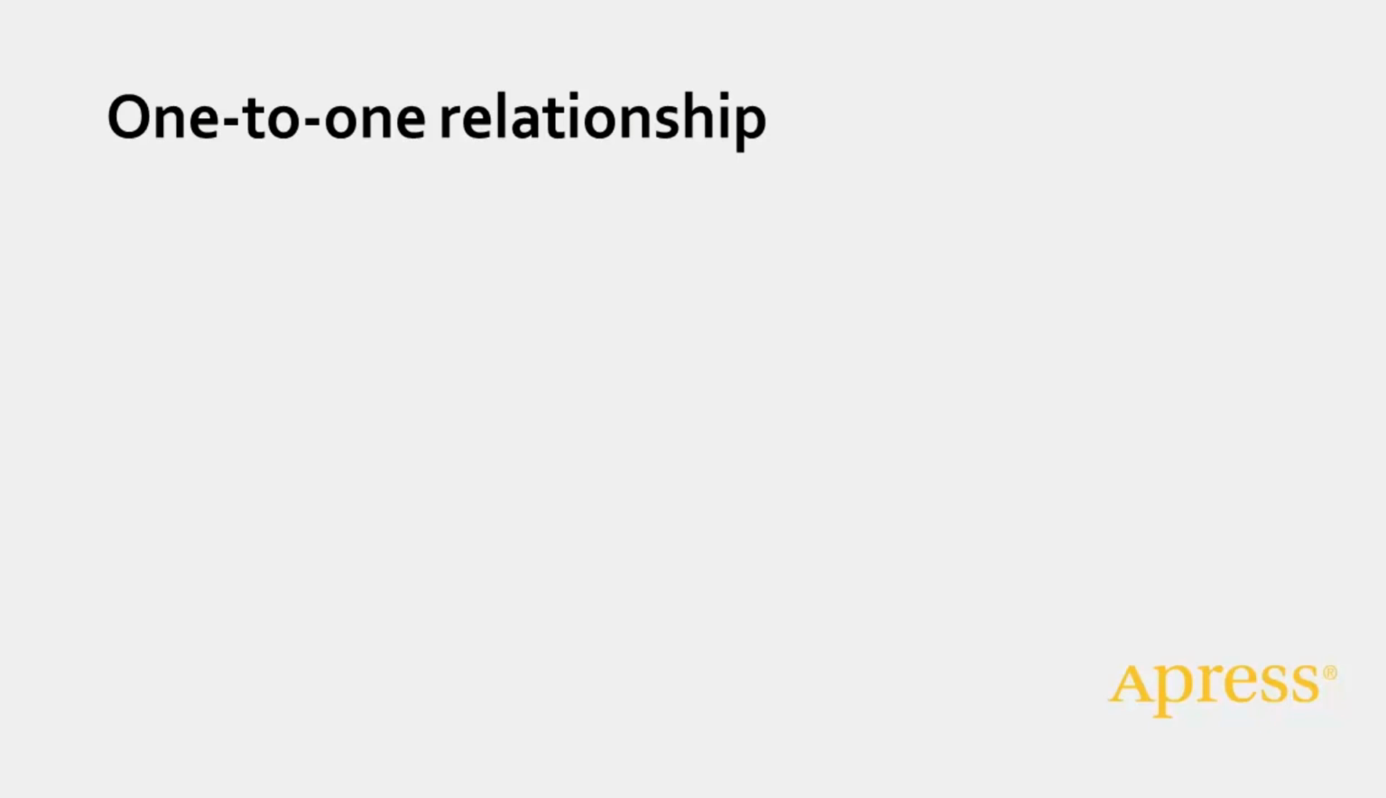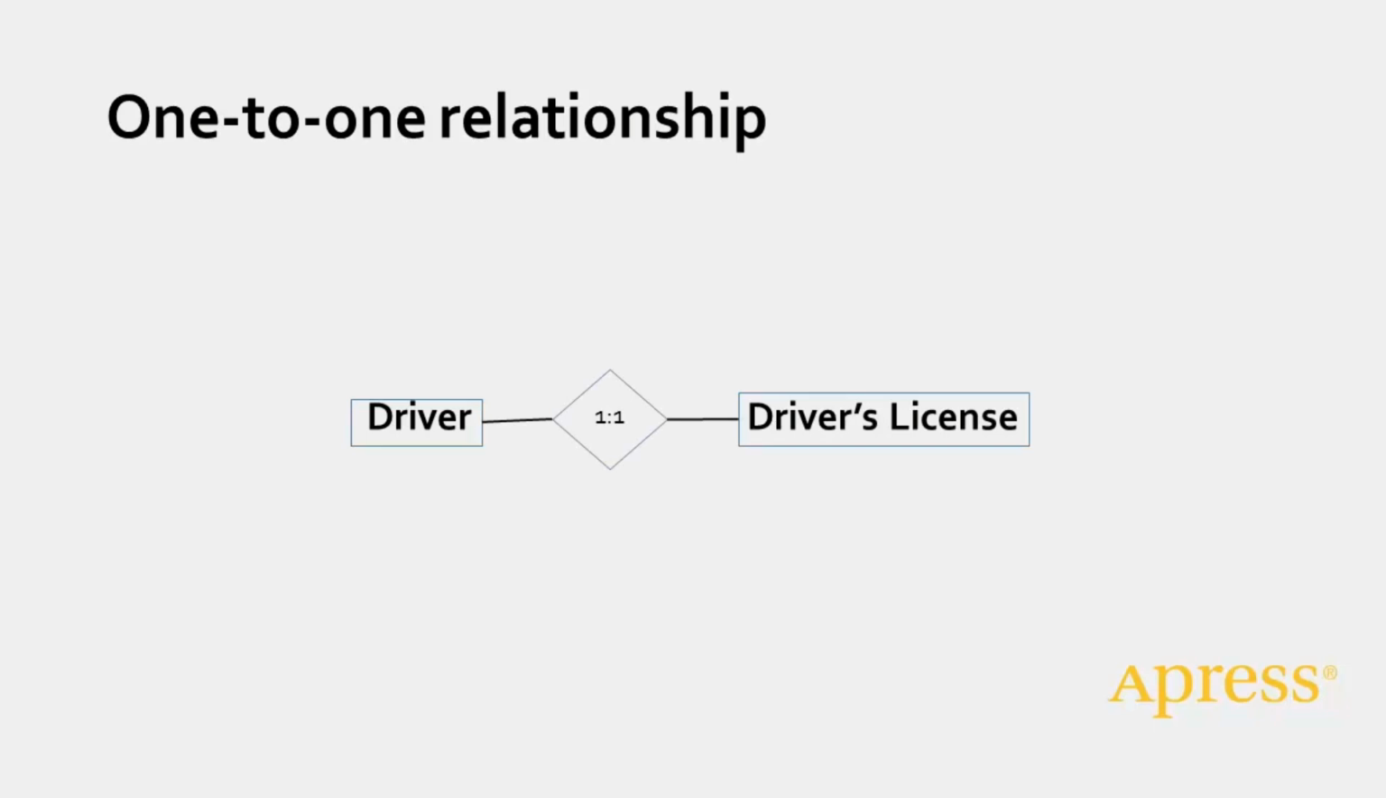Let's look at some examples of these three types of relationship. The one-to-one relationship is the simplest. In fact, it's too simple. One example might be the relationship between a driver and that person's driver's license. The person has one and only one license, and the license applies to one and only one driver.